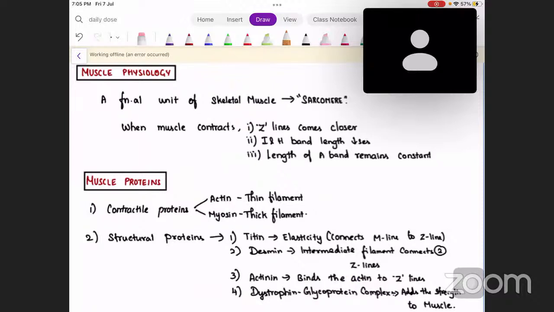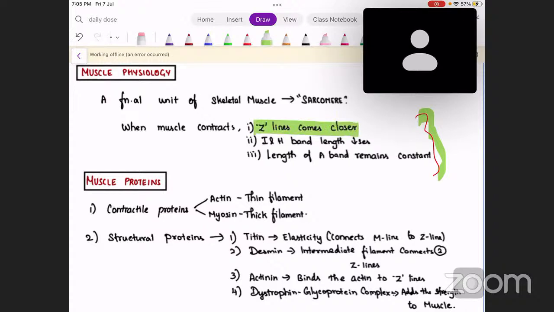So what are the changes you may see whenever the muscle is contracting? This type of question can be asked twice in FMGE as a negation. All of the following changes occur in muscular contraction except. These types of changes have been given as a question of negation. So whenever the muscle contracts, your Z lines will come closer.